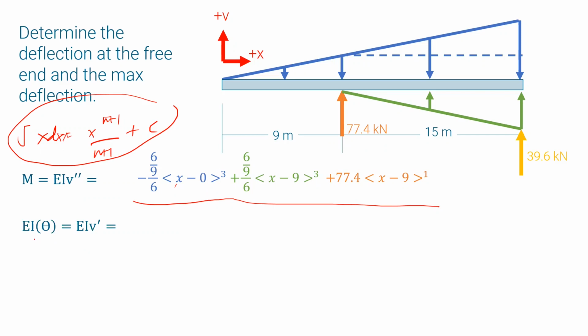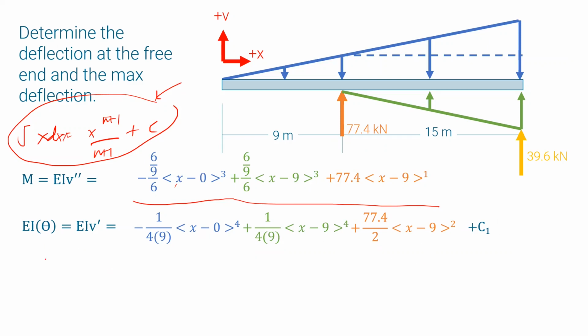And if you integrate once, you'll get EI times the slope. Okay, so that's EI v prime. And this is the first term. Okay, this is the second term. This is the third term. And don't forget the integration constant, c sub 1. So again, itong form lang naman yung ginagamit natin. Nothing difficult in this step.